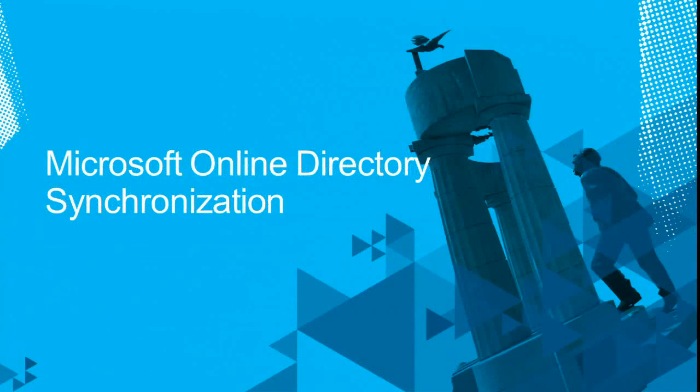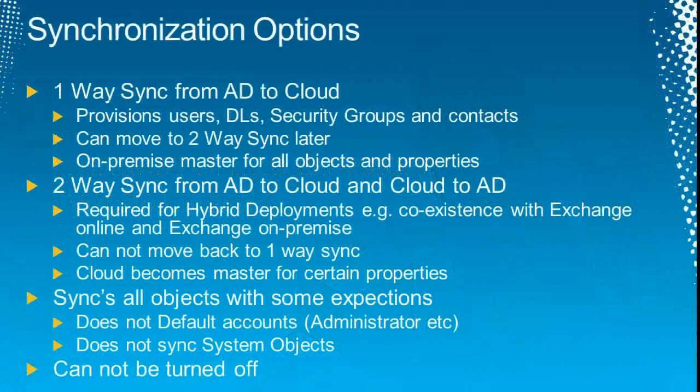So a little bit of a deep dive on online directory synchronization. Jono's going to keep me honest, so I run through this. So basically, there's a couple of options here for directory sync. The first option, the most common option, is just a one-way sync. Okay, so a one-way sync provisions users, DLs, security groups, and contacts up to the cloud. It takes about 60-odd properties with it, depending on the object as it runs through.